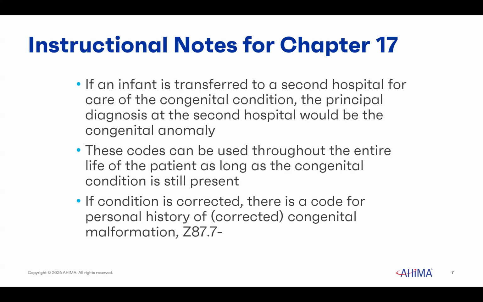Likewise, as we saw with other conditions, as long as the patient still has it and it's still something that is requiring evaluation, management, assessment, or treatment, we're still going to code it throughout the lifetime of the patient. If the condition is corrected, there is a code for personal history of a corrected congenital malformation. That's Z87.7.